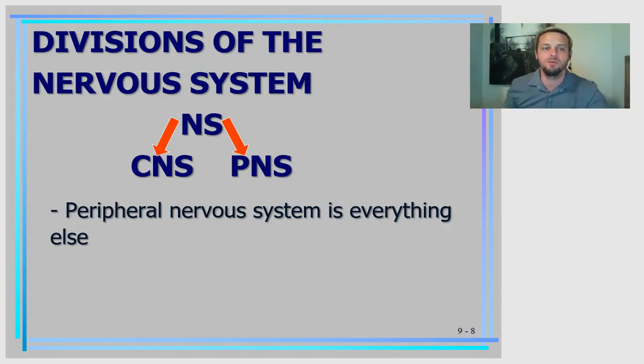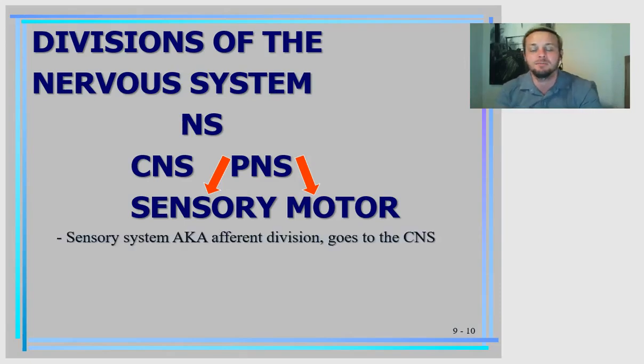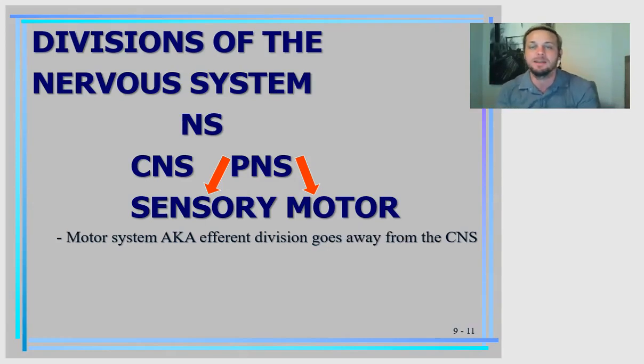We can break the peripheral nervous system down into two groups. You have your sensory division and your motor division. So the sensory division, sometimes called afferent, goes to the central nervous system. So it's taking all that information that is coming in and sending that to the central nervous system. And then your motor division is going to be the opposite of that. This is called the efferent division. And so it's going to be sending signals out to effectors, right? So going away from the central nervous system.